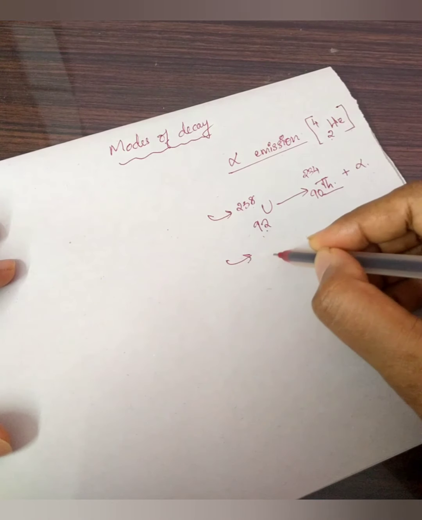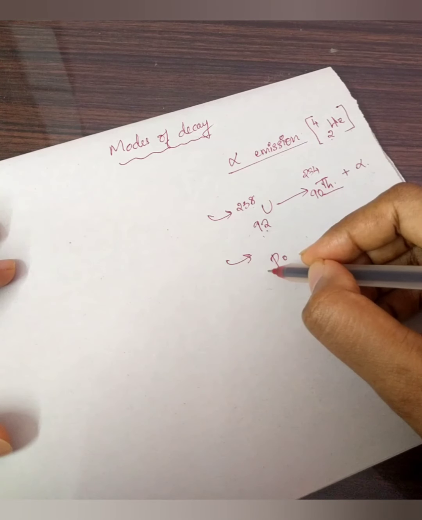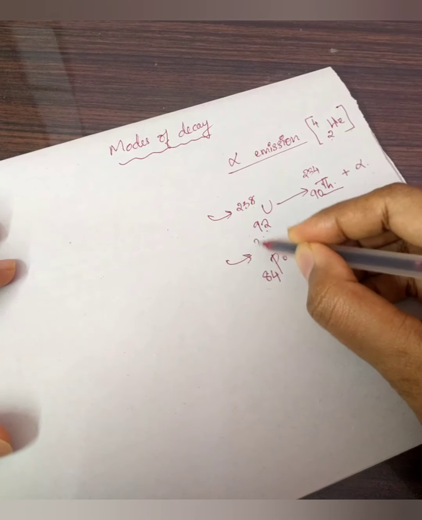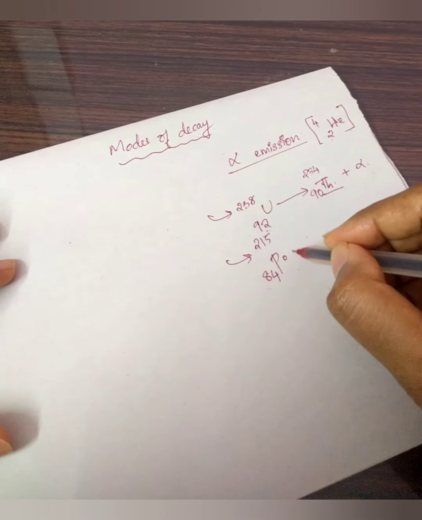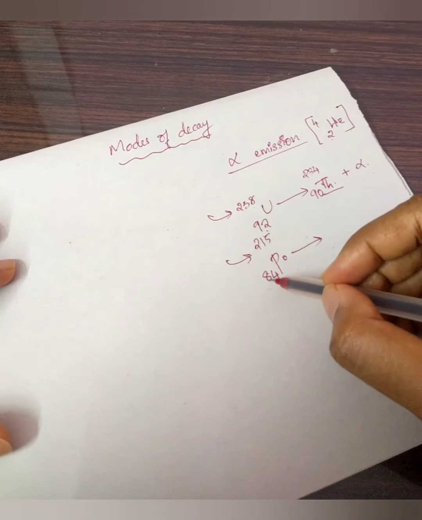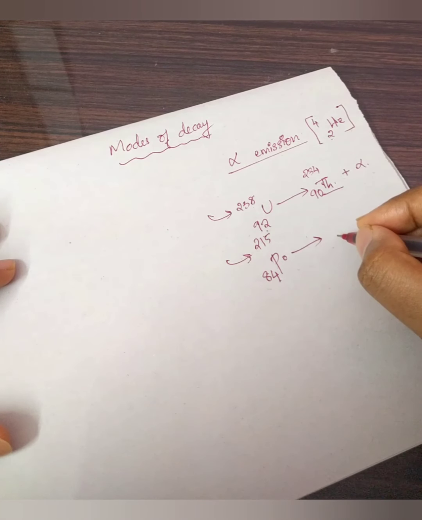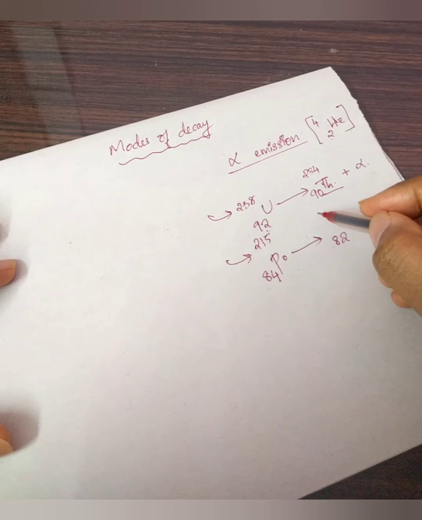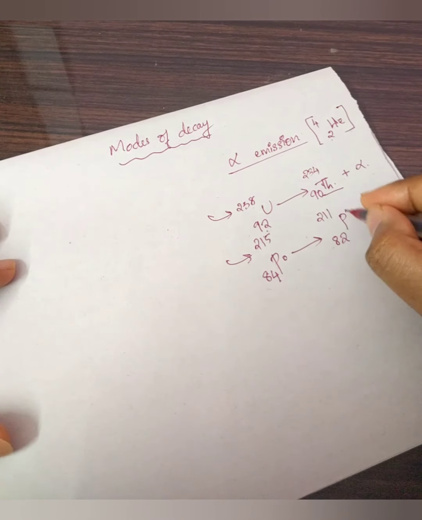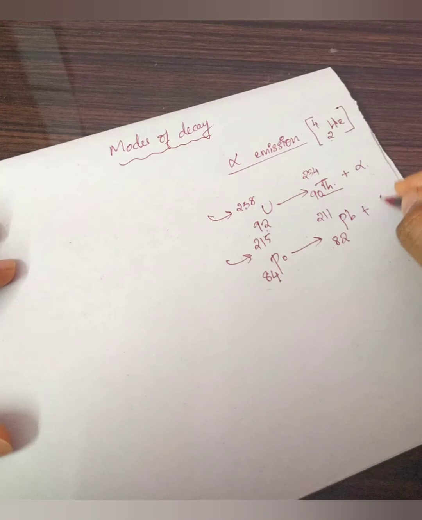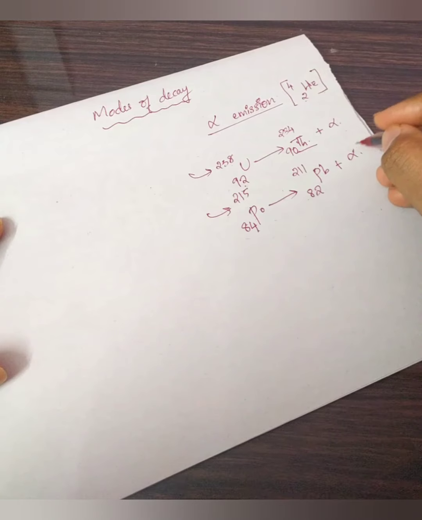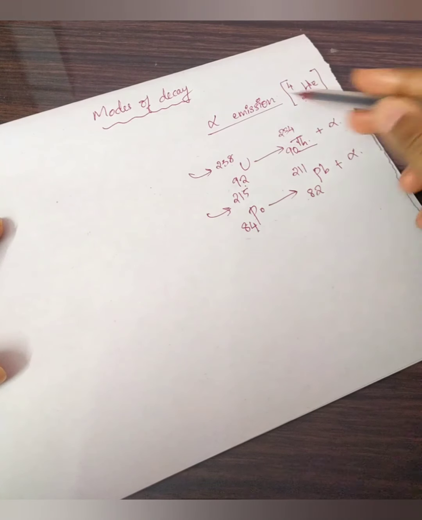Another example, polonium, 84 and 215. When this undergoes alpha emission, as I said, the atomic number should be 2 units less, so it will be 82, and the mass number should be 4 units less, so it will be 211. So you will get plumbum plus an alpha particle, or you can write helium nuclide. This is all about alpha emission.